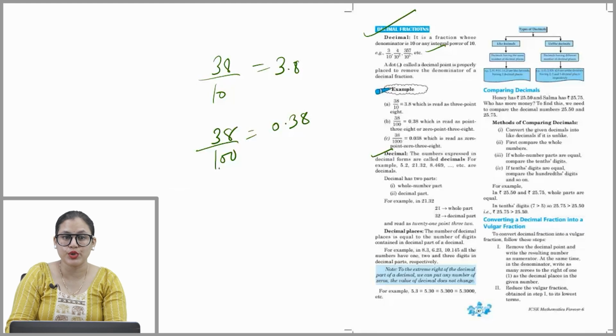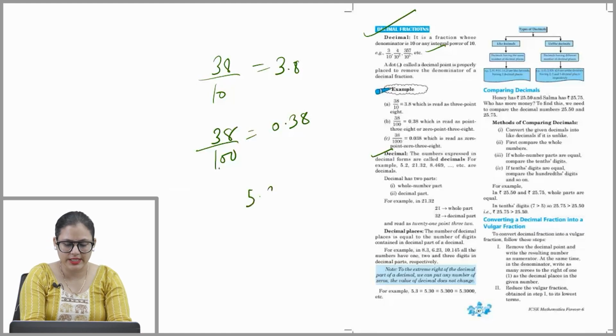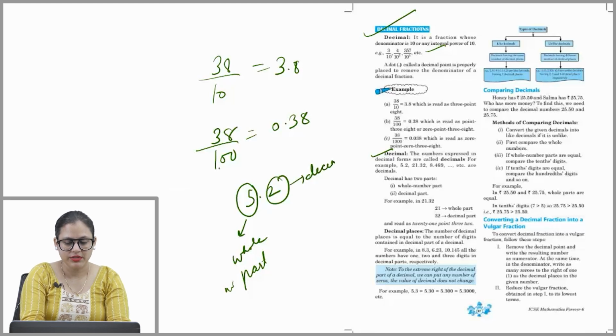Next, decimal. The numbers expressed in decimal form are called decimals. For example, 5.2, 21.32, 8.467, etc. Okay. A decimal has 2 parts. For example, this is a decimal. It has 2 parts. This is the whole number part. And this is the decimal part. After the decimal point is the decimal part.